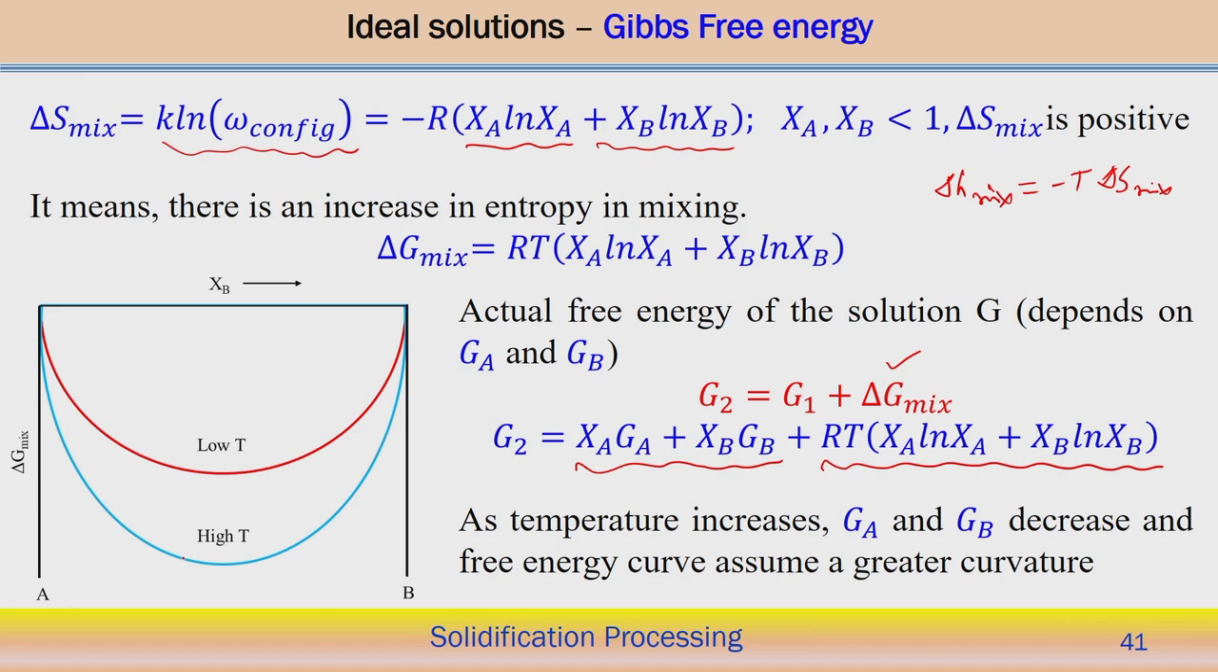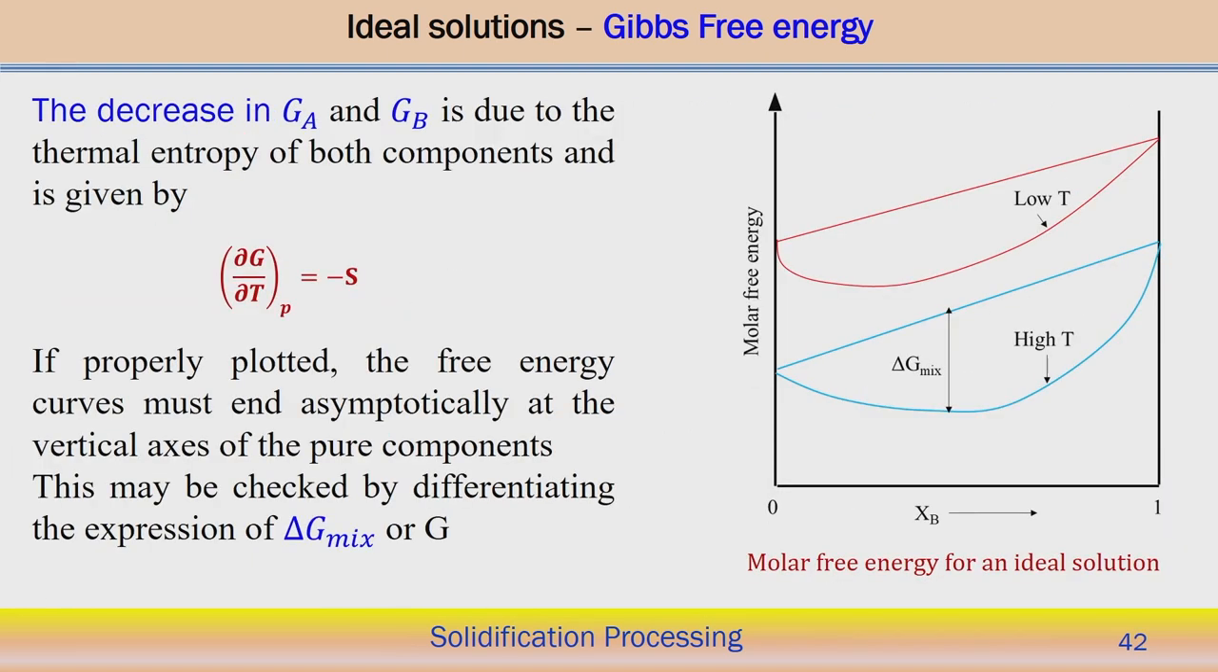So that means delta G mix is actually with respect to the negative value. So delta G mix is actually decreasing. That means the total change of the Gibbs free energy is decreasing with increasing temperature, but it is represented by the higher curvature at high temperature. Now once we calculate the change of the Gibbs free energy in the case of the ideal solution, we try to explain the decrease in G_A and G_B with increment of the temperature. We have not considered the thermal entropy in that case, only the configurational entropy in the case of the ideal solution.